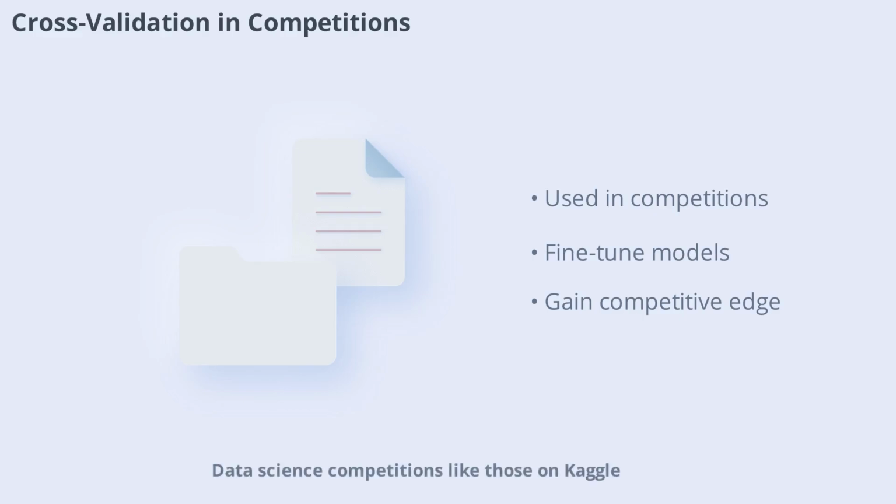Data science competitions like those on Kaggle often rely on cross-validation for model evaluation. Competitors use cross-validation to fine-tune their models and maximize performance on unseen test data. Mastering cross-validation techniques can give you a competitive edge and improve your results in these challenges.